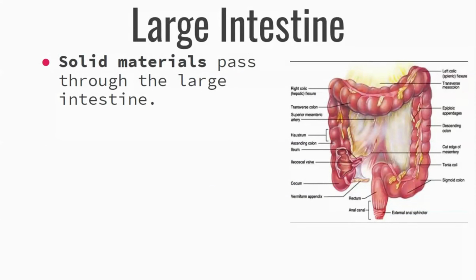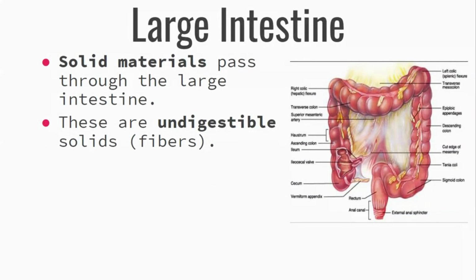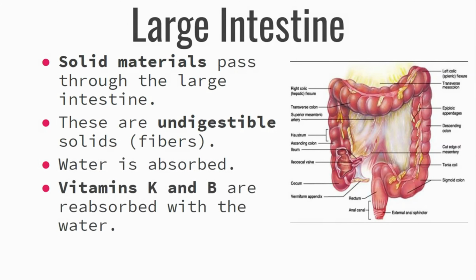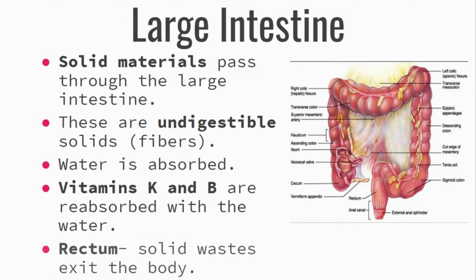In the large intestine, usually the solid material passes through. These are undigestible solid fibers. Water is also absorbed. Vitamin K and B are reabsorbed with the water. Lastly, the rectum. Solid waste exits the body.